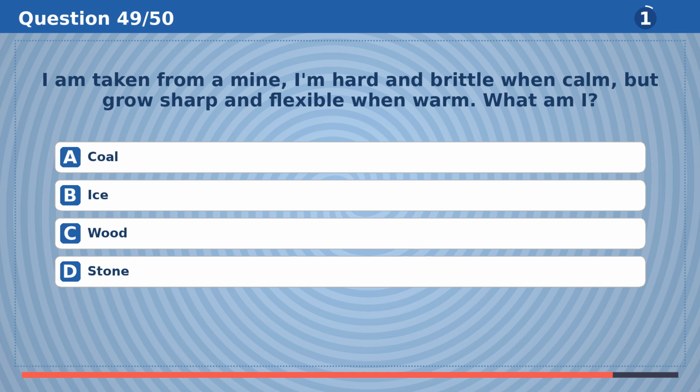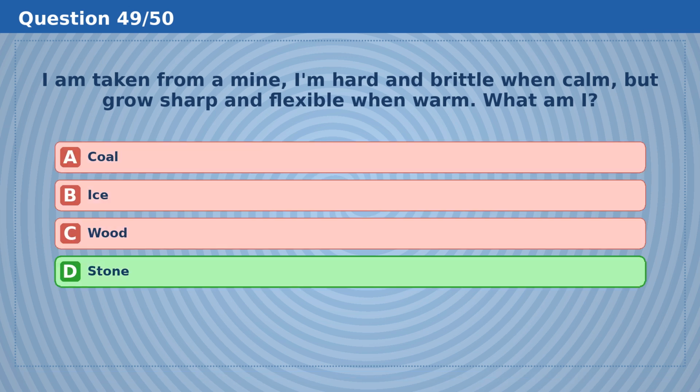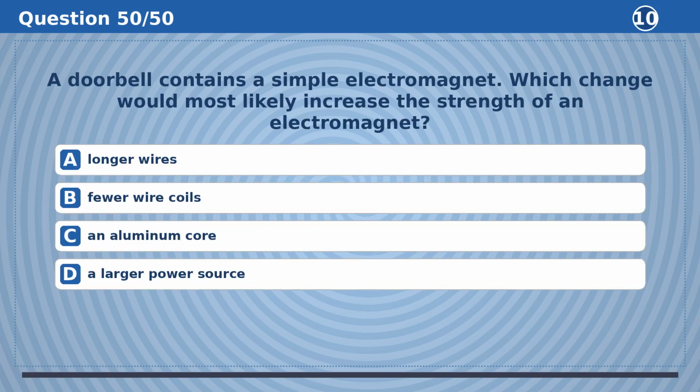I am taken from a mine. I'm hard and brittle when calm, but grow sharp and flexible when warm. What am I? The answer is D, stone.